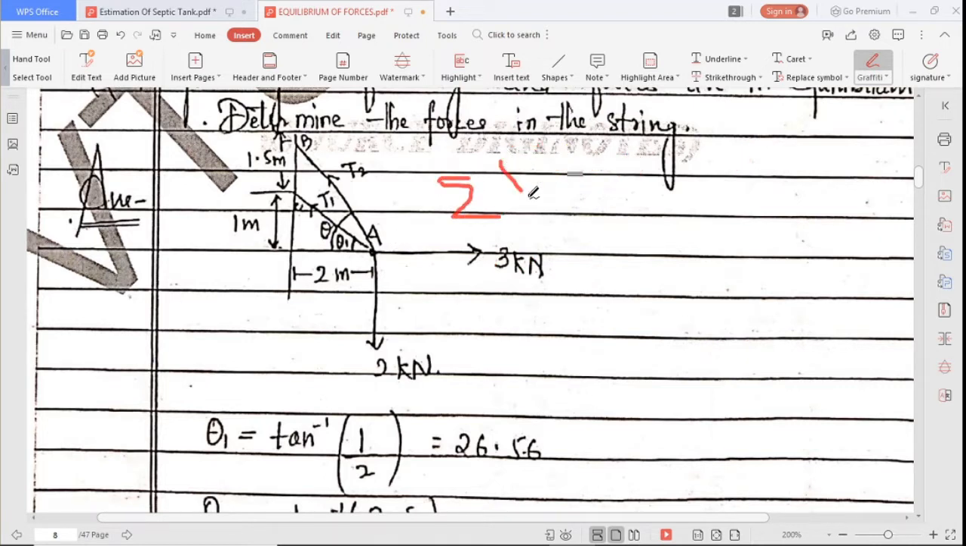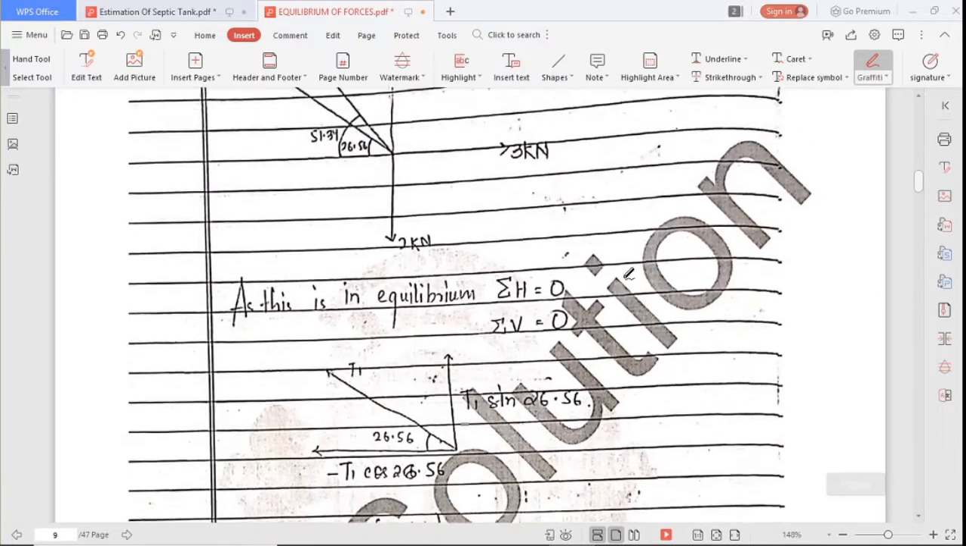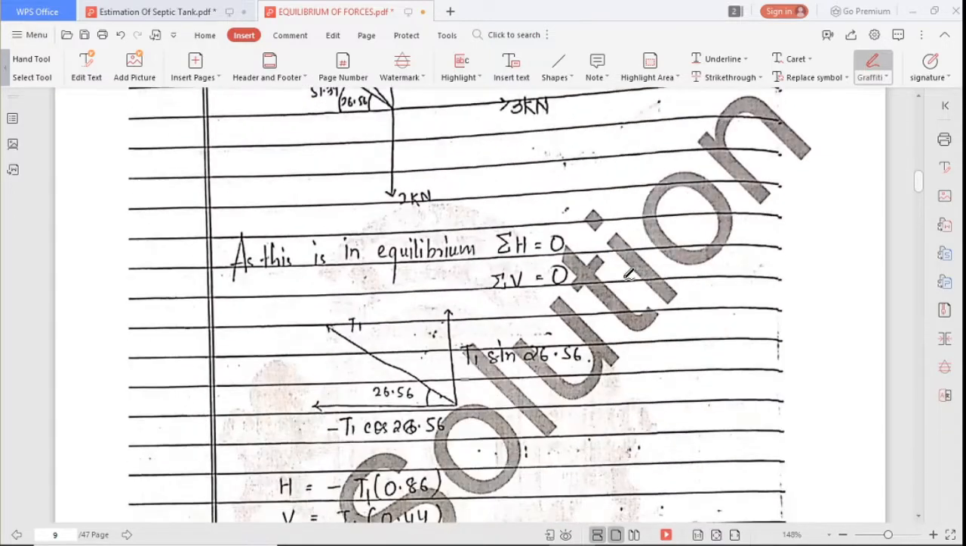Now summation of vertical forces, taking upward as positive. What are the vertical forces? Here 2 kilonewton is there, that is in the downward direction. So minus 2 kilonewton, plus T2, we had resolved it, T2 sine theta 2. Similarly T1 sine theta 1, plus T2 sine theta 2, is equal to 0.